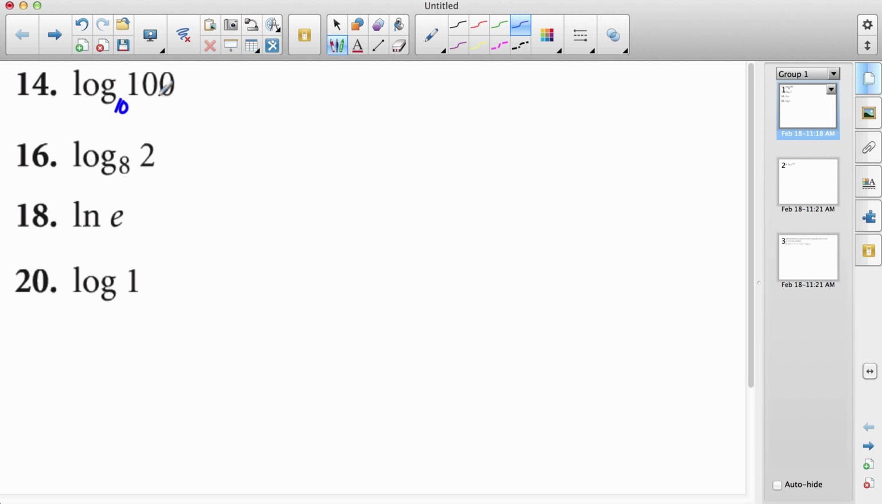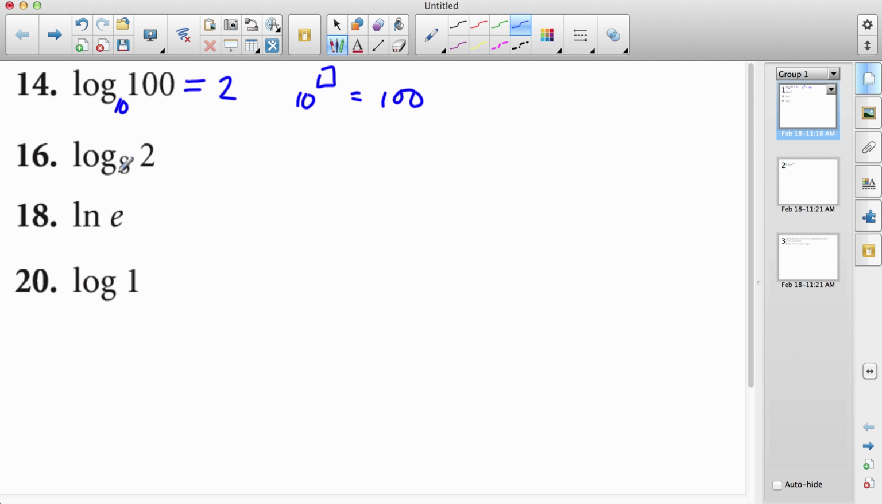So this question is really saying, to what exponent must I raise 10 to get 100? In other words, 10 to the something is equal to 100. Well, I know 10 squared is 100, so the answer to this whole thing is 2. So 10 to the second power gives me 100.